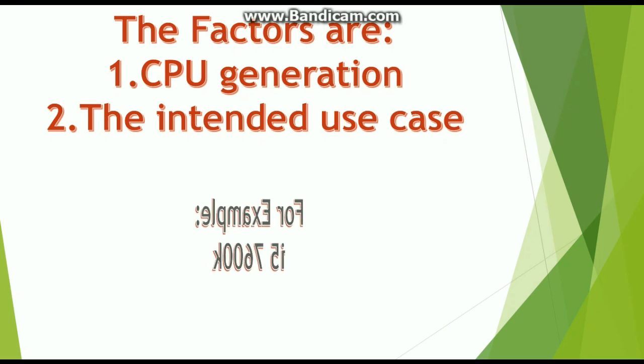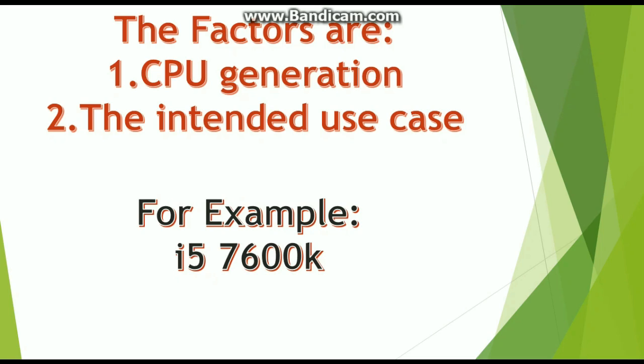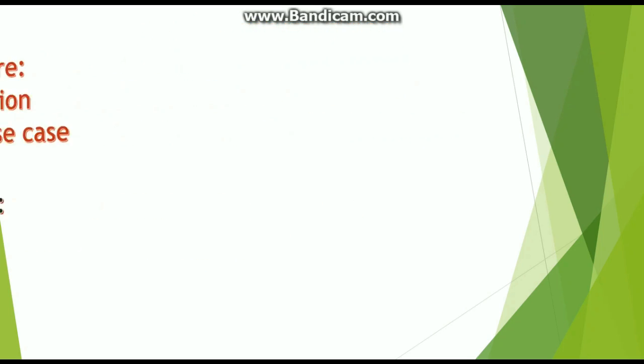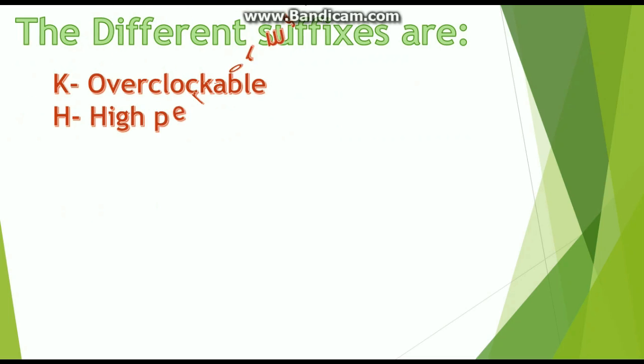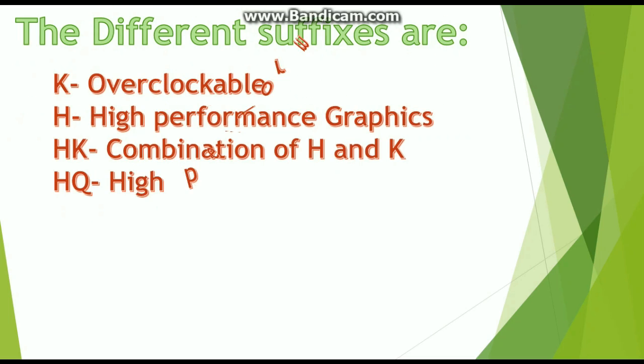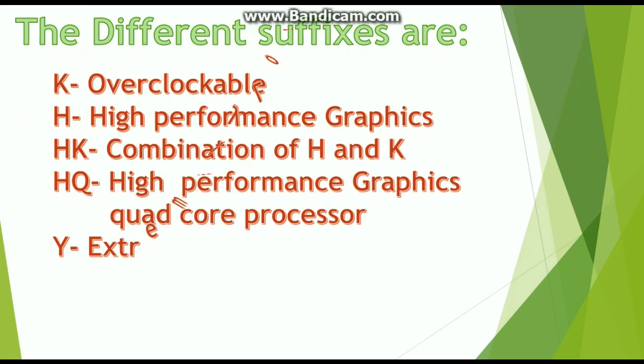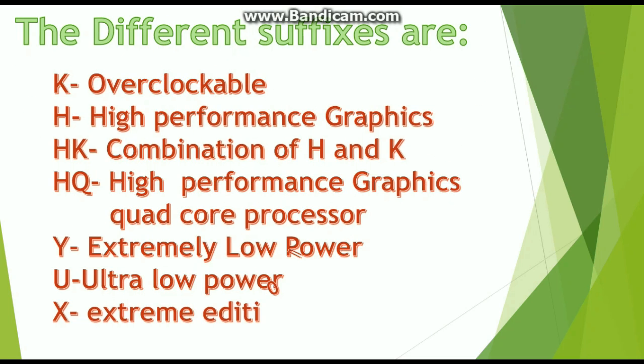For example, if we take the i5 7600K, the generation is given by the first number in that four-digit combination, which is the 7th generation, and the suffix K shows that it's overclockable, or unlocked. So there are different suffixes. K means overclockable, that you can overclock the CPU. H means high performance graphics, that is, it will have better onboard graphics. HK is high performance graphics and overclockable.